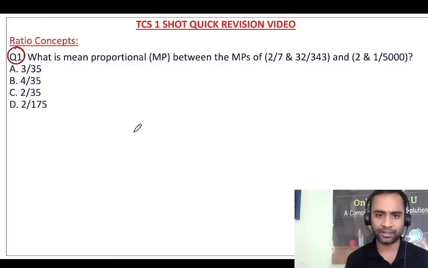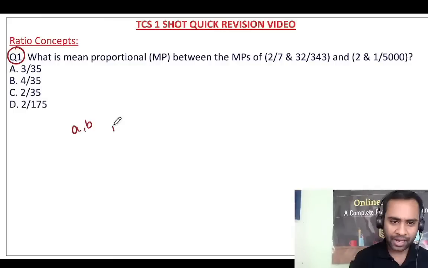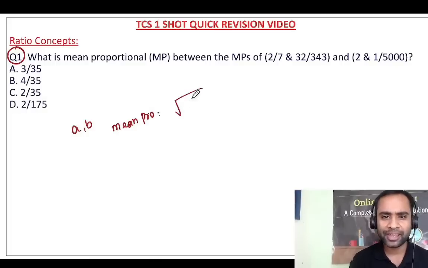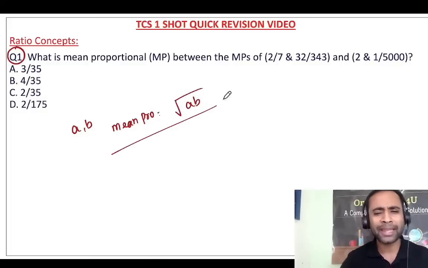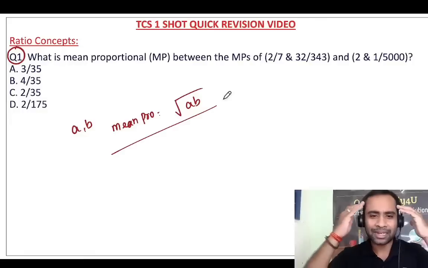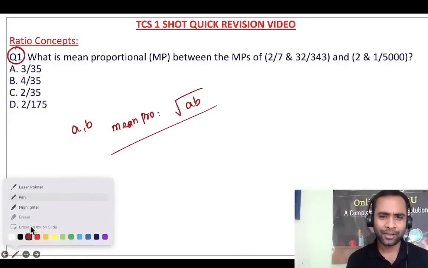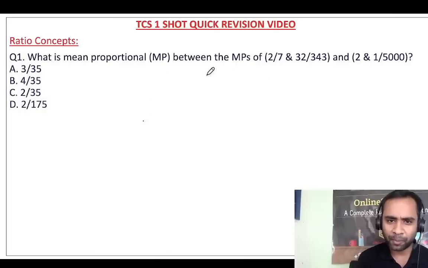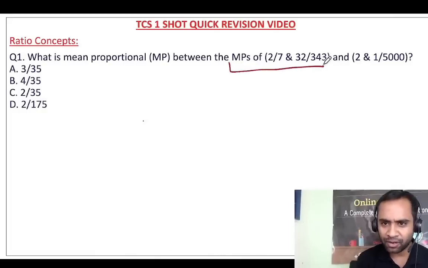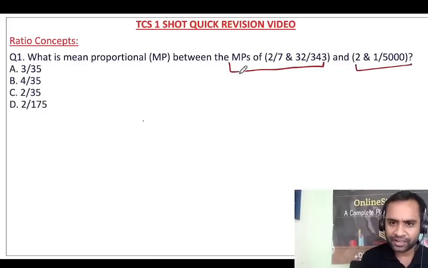Okay. Now, if we have A and B, and we have to calculate mean proportional, just now I taught you the square root of AB. Again and again I am teaching the same thing so that it gets stored in your mind. Okay, clear, very good. So we have to calculate the mean proportional between the mean proportional of this and this. First let us calculate the mean proportional of this one. Square root and multiply both, right?